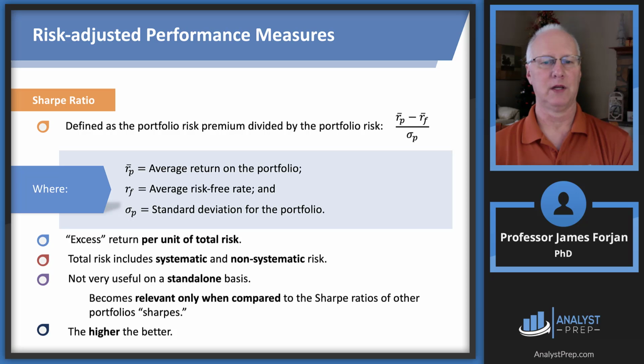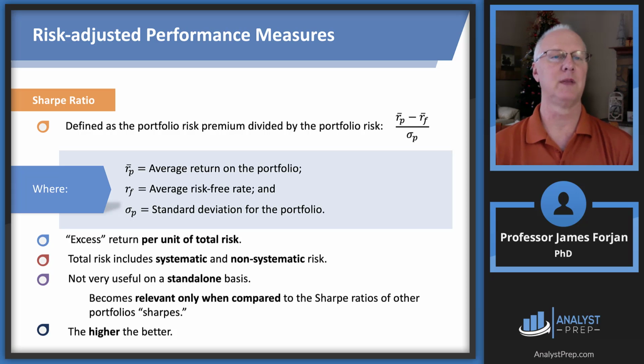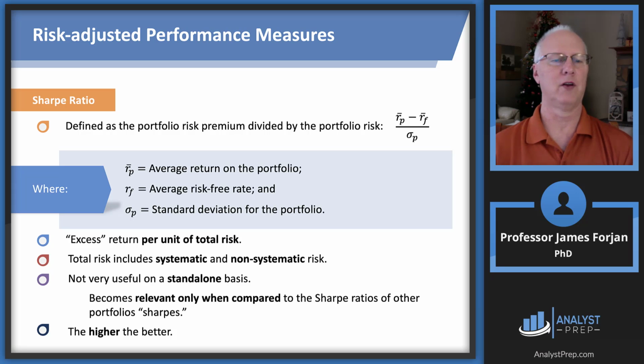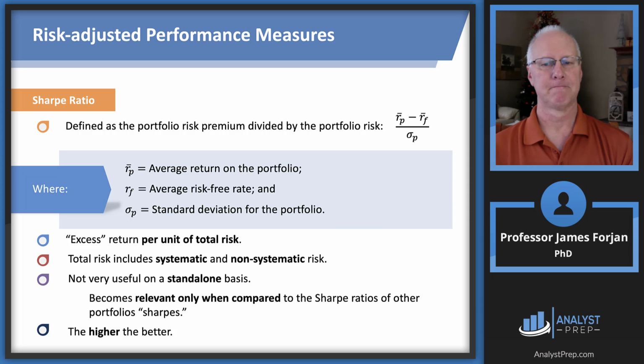And so what is this? Total risk, right? The excess return per unit of total risk, that's standard deviation in the denominator. Total risk includes systematic risk and non-systematic risk. I always called it unsystematic risk. I think in other chapters we've called it idiosyncratic risk. Not very useful on a standalone basis.